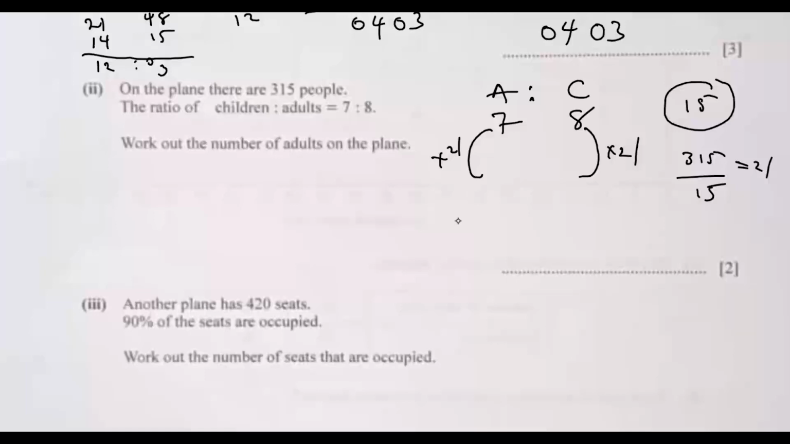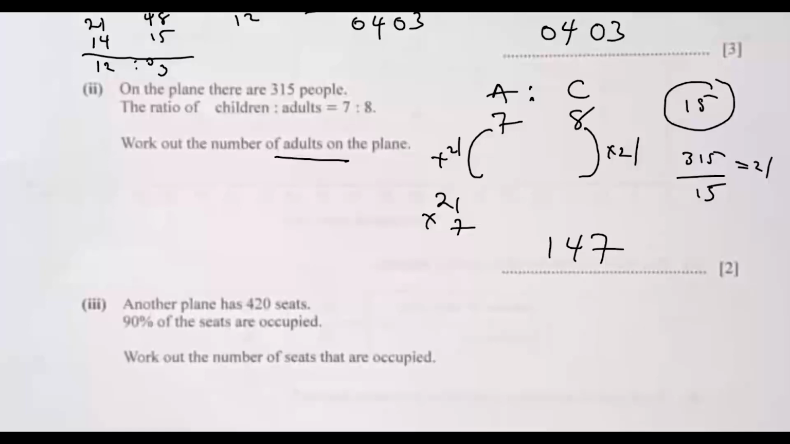But we are only interested in the number of adults on the plane. Okay, so that will be 21 by 7. So that will give us 147. So that means there are 147 adults on the plane.